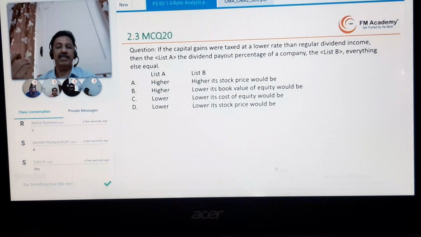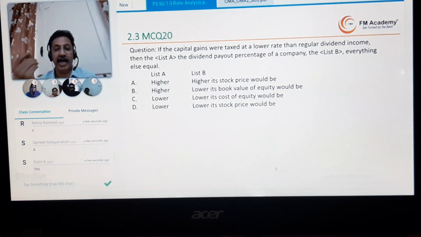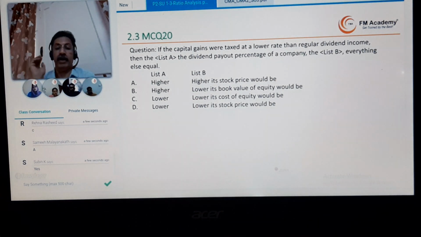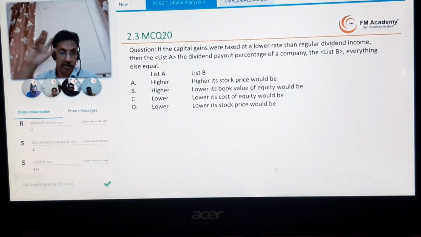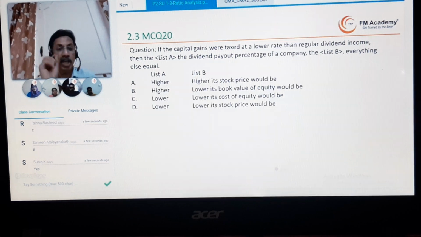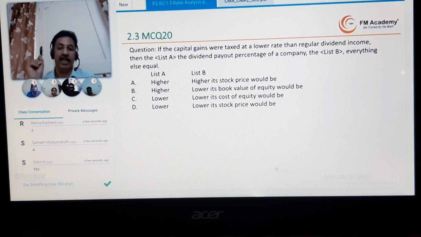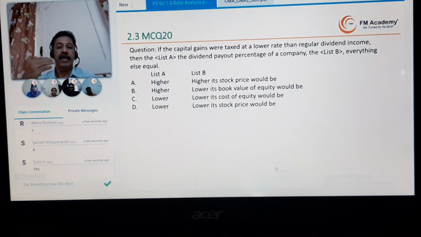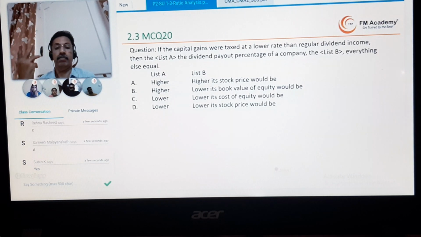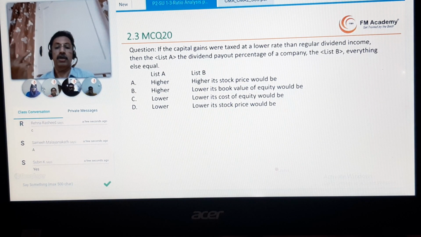So if the capital gains were taxed at a lower rate than the regular dividend income, then the higher the dividend payout ratio, then the lower the dividend. I'm not looking at the choices. I'm just taking you to the concept. If capital gains were taxed at a lower rate than regular dividend income, then the higher the dividend payout ratio, right? The people will dislike that company.